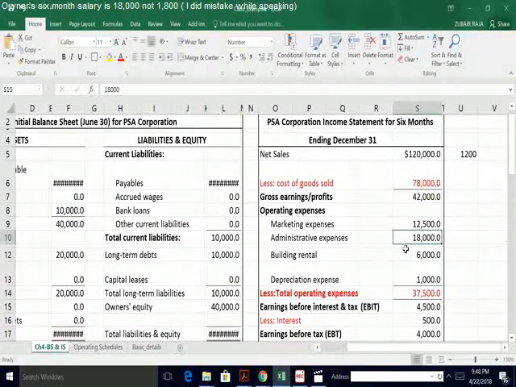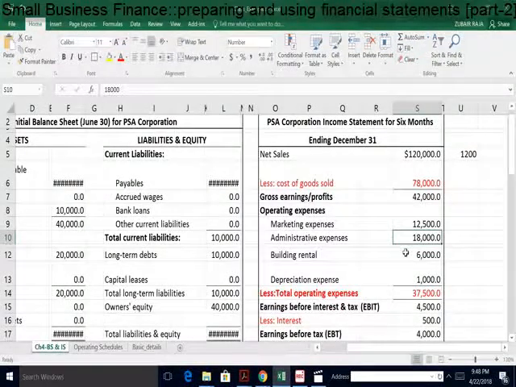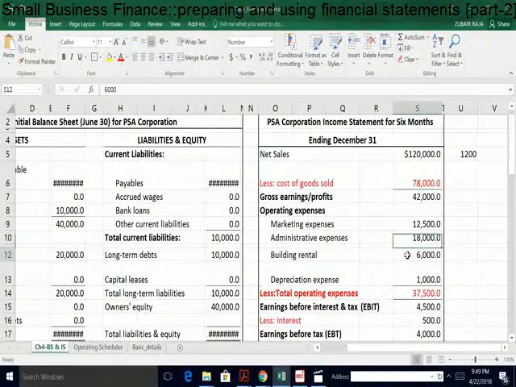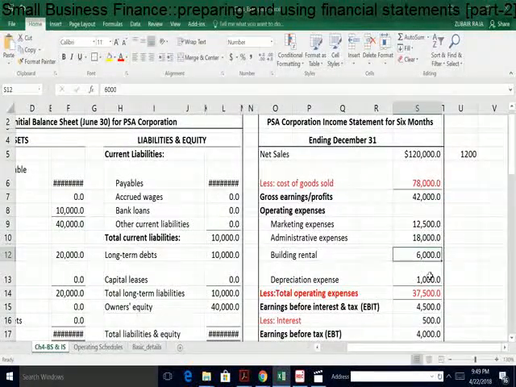And then again, this is a new venture, so the owner decided to rent the building for the company's office, and the rent of each month was 1,000. So for 6 months, the total building rental is going to be 6,000.